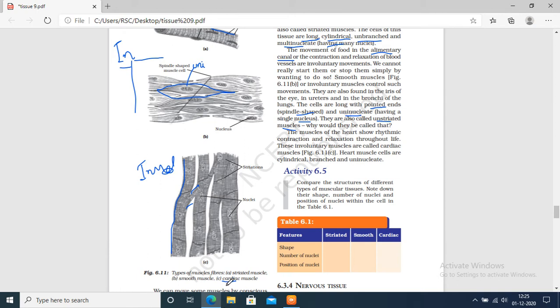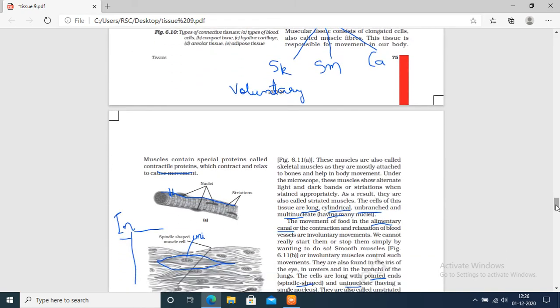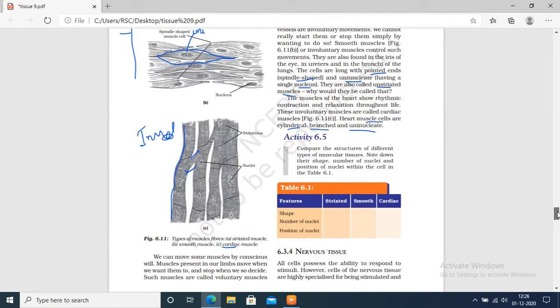The cardiac muscle will only be present in the heart. Here it is given: the heart muscle cells are cylindrical, branched, and uninucleate. It is cylindrical, it is branched, and uninucleate. Only the striated muscle is multinucleated, the rest of the muscles are uninucleated.